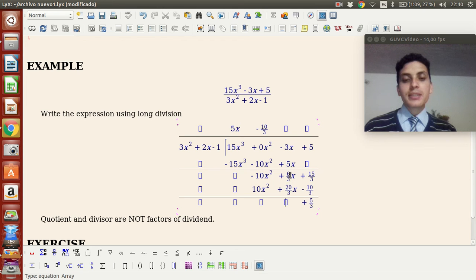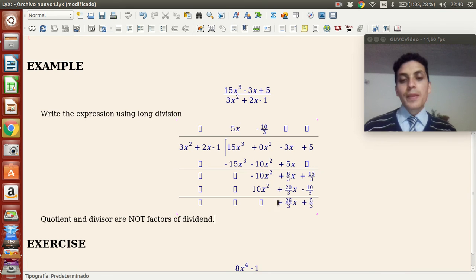Negative 20/3 plus 6/3 of x. So 26/3 of x. And negative 10x squared plus 10x squared, so 0. Okay, so we have a remainder.